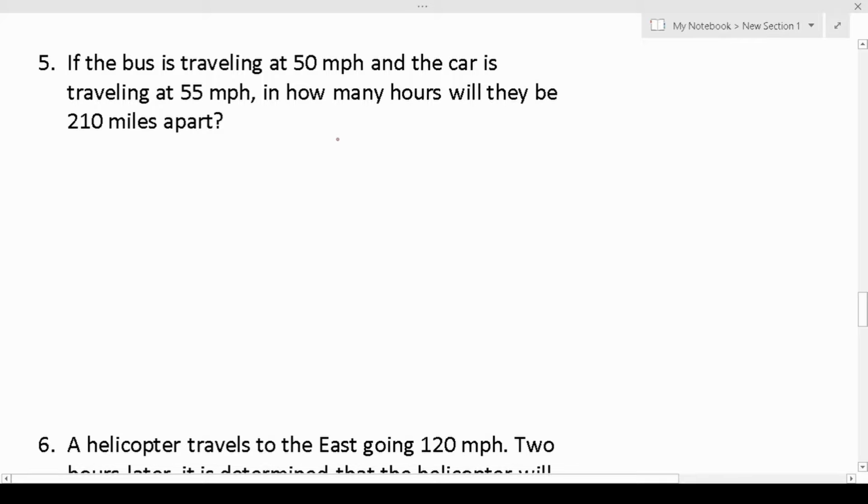So as we did above, it's going to be easy to make a diagram. We know they're both starting at the same point. So let's say this is the bus and this is the car. We know the car is traveling this direction at 55 miles per hour. And we know the bus is traveling in the opposite direction at 50 miles per hour. We want to know how long it's going to take them to go 210 miles.